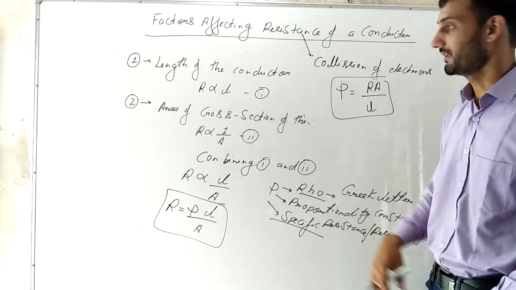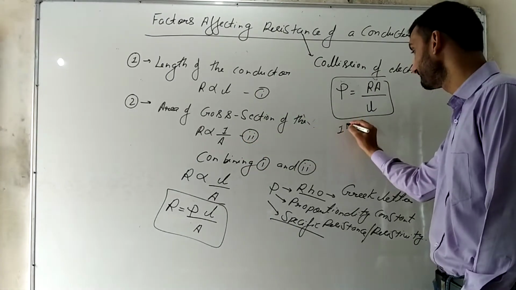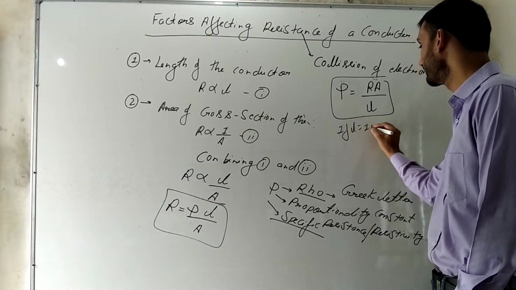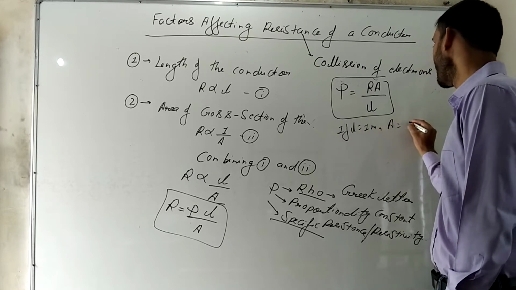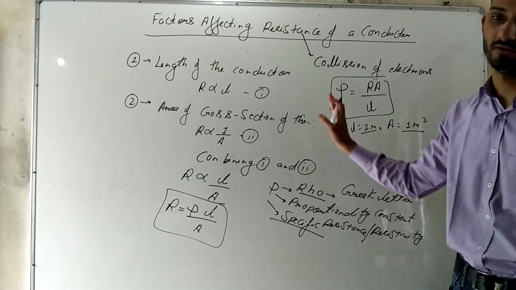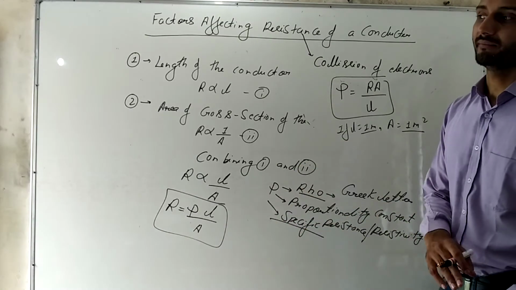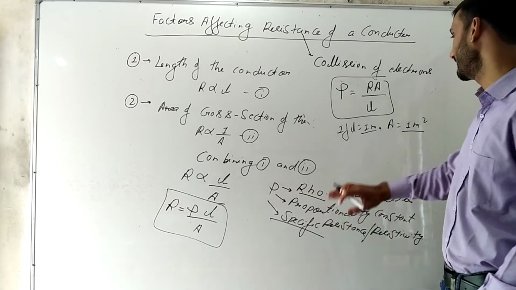Now what is a specific here? We were discussing the length and area. So let us take, if length is 1 meter and area is 1 meter square, it means these two factors are now fixed. So they don't disturb us now. What are the two factors which are remaining now? The factors remaining are the nature of the material and the temperature of the conductor.